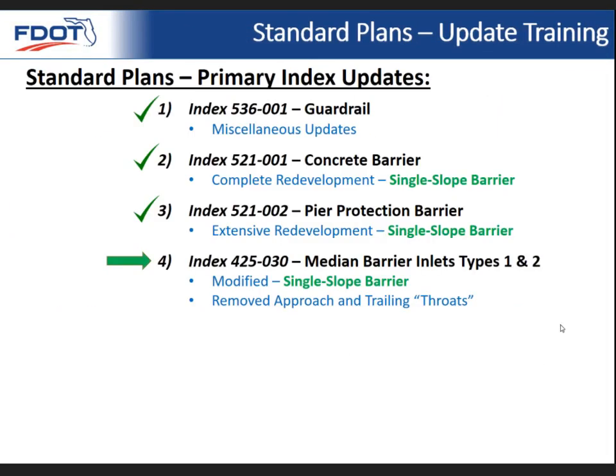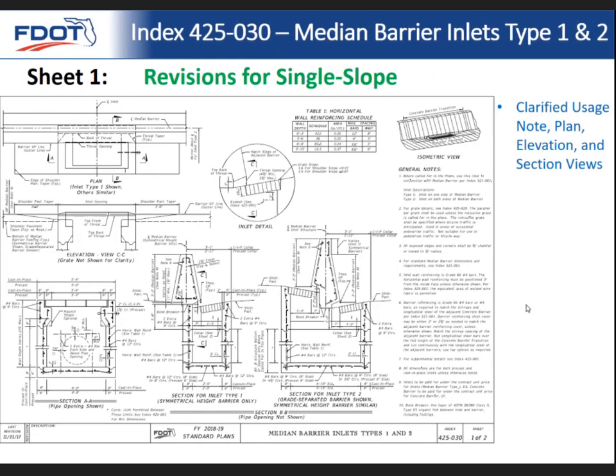Okay, so moving on to our inlet types as they work with barriers. These should all go much quicker. They're just 1 or 2 sheets per index. So in this case, we have our typical revisions for single slope, as you can see. So we've cleaned up a lot of these details just to make them a little more clear and easy to follow. Switch everything to single slope, switch the inlet detail.